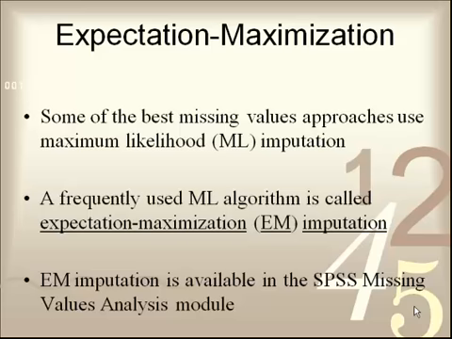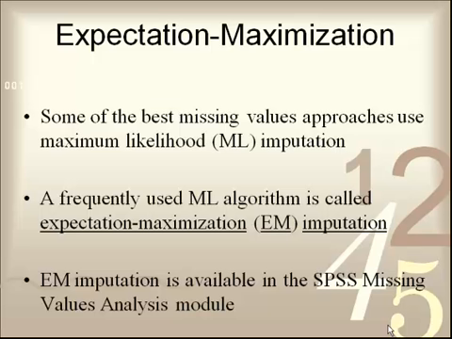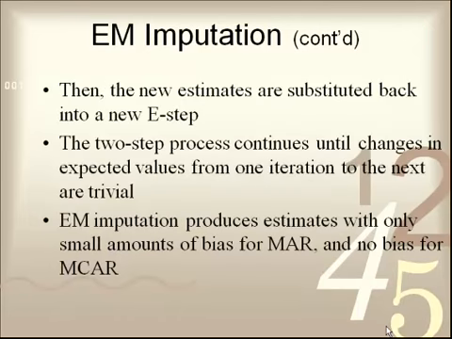The expectation maximization imputation is available in SPSS, so it's very easy to do. It's a 2-step process. In what we would call the E step, the expected values are calculated based on all of the complete data points for a person. Then in the M step, the procedure imputes the expected values from the E step, and then it obtains this maximum likelihood function to obtain these new parameters. Then those new estimates are substituted back into the new E step.